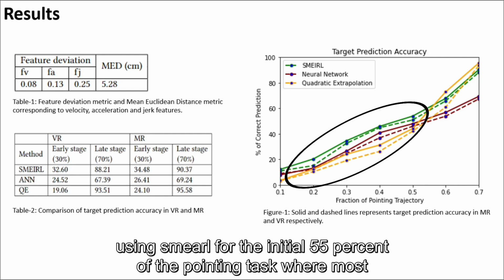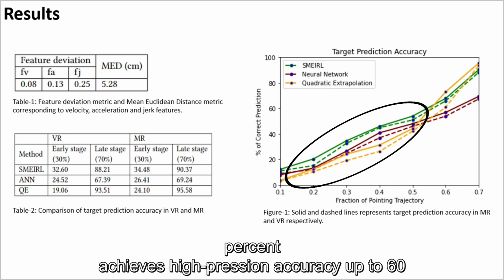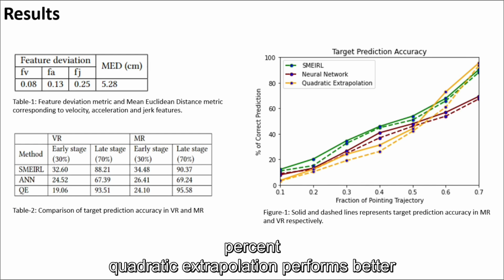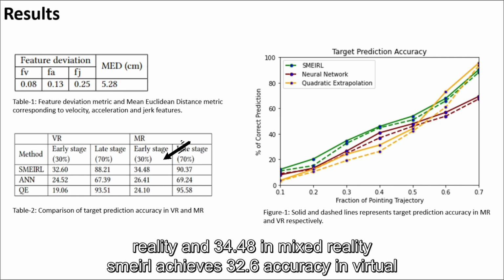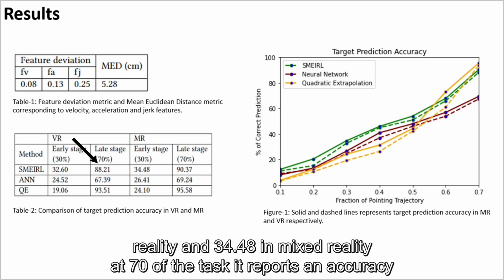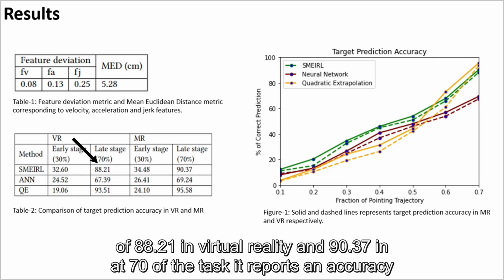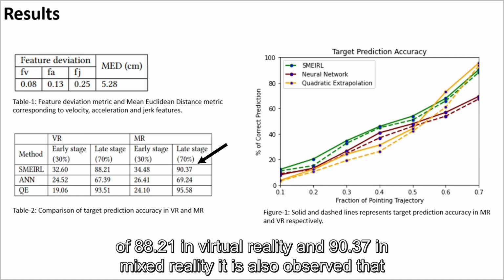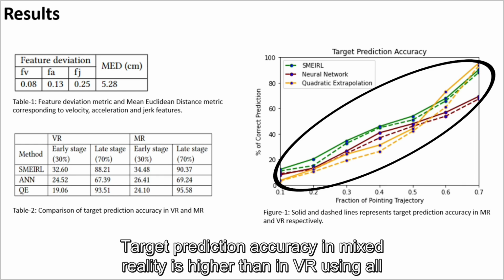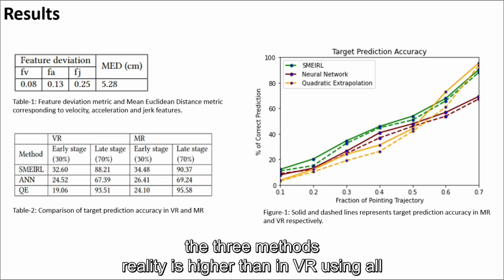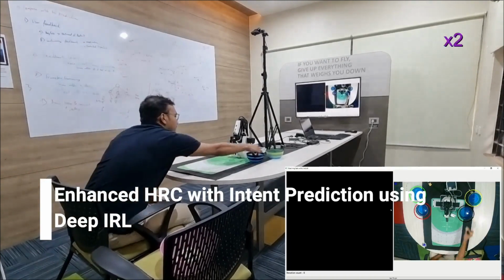For the initial 55% of the pointing task where most algorithms perform poorly, SMEIRL achieves high prediction accuracy up to 60%. Quadratic extrapolation performs better thereafter. At 30% of the pointing task, SMEIRL achieves 32.6% accuracy in virtual reality and 34.48% in mixed reality. At 70% of the task, it reports an accuracy of 88.21% in virtual reality and 90.37% in mixed reality. It is also observed that target prediction accuracy in mixed reality is higher than in VR using all the three methods. Thank you.